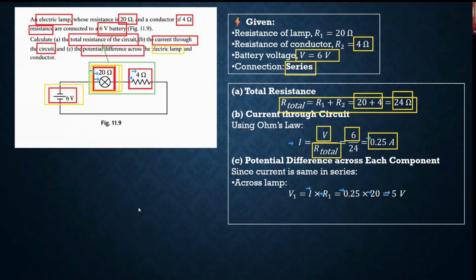Next you take the conductor. Current will remain the same, 0.25 amp only. This is a series combination. For a series combination, current is the same, while voltage is different across each component. You multiply this with R2, the resistance of the conductor, which is 4 ohm. You will get 1 volt. Okay, this is the solution.